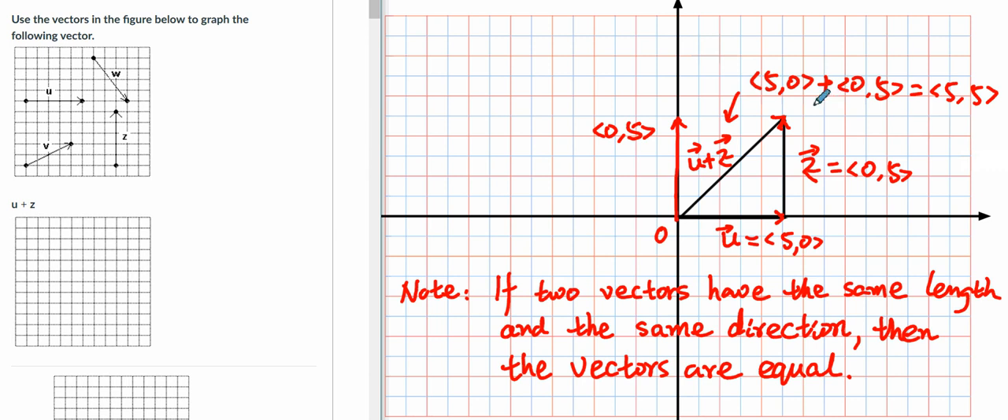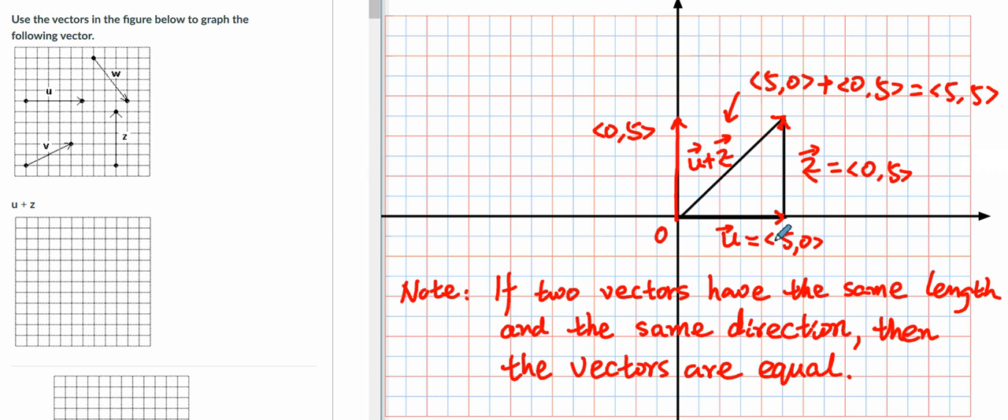Here, let's see the addition of two vectors. Here we have u, the vector from origin up to this far. The ending point is 5, 0. The starting one by default is origin. So here 5, 0 is actually the ending point for the vector.